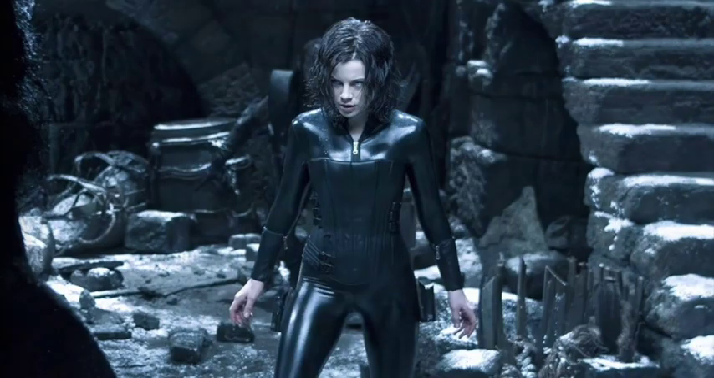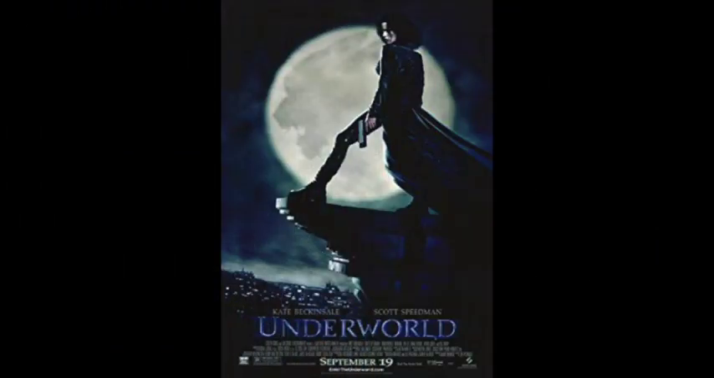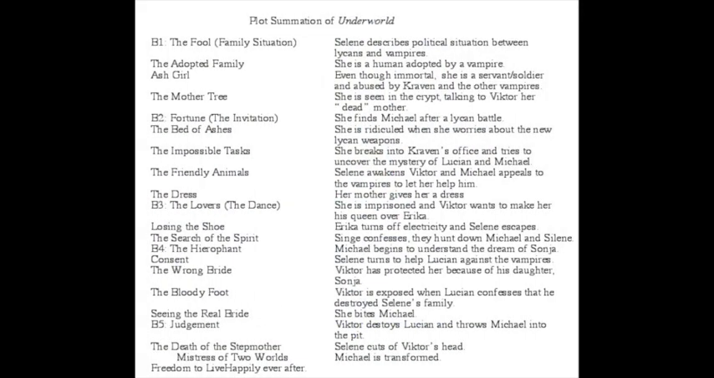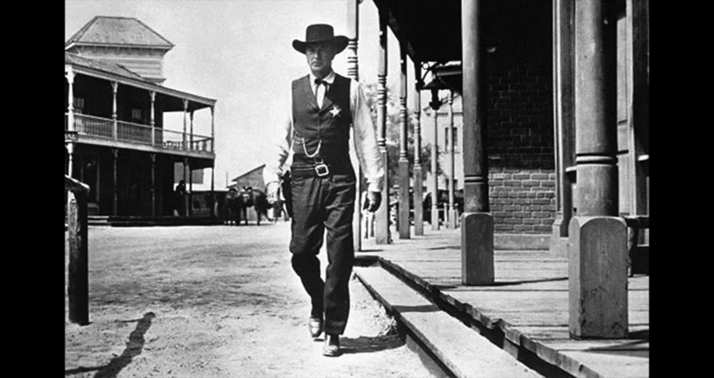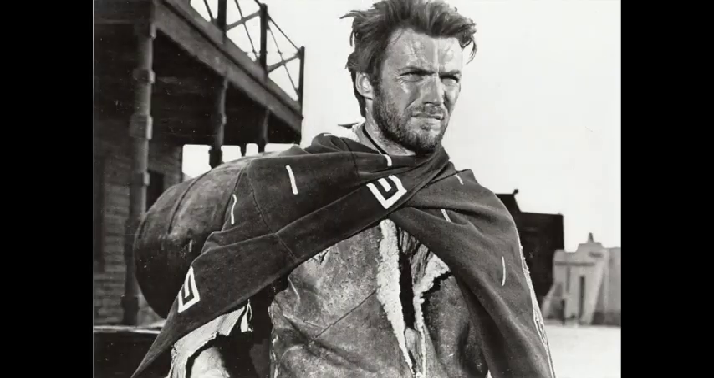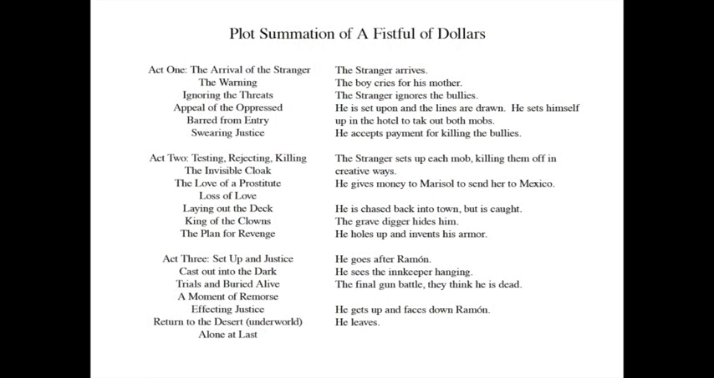Sometimes a heroic protagonist shows up in a different story archetype. The movie Underworld has a bride plot, but Celine is not a bride character. In the movie High Noon, the story is a hero's journey with a hero, but in the movie A Fistful of Dollars, the stranger is not a hero and the story is not a hero's journey.